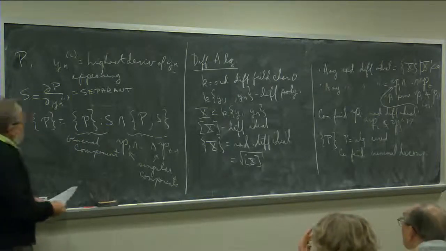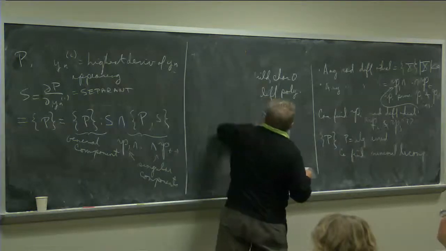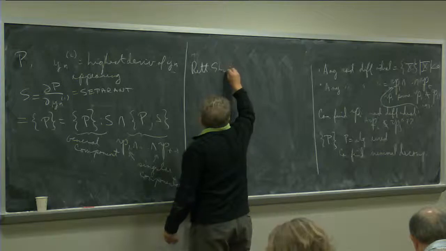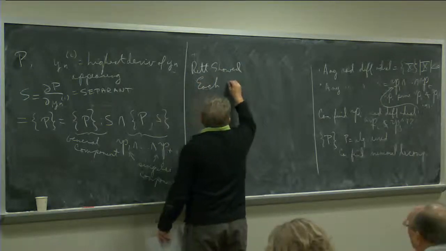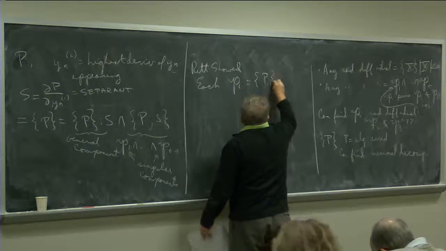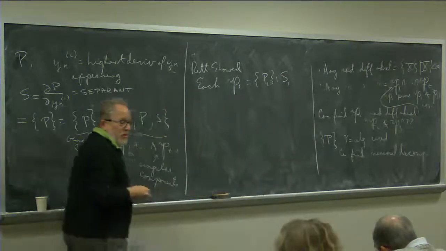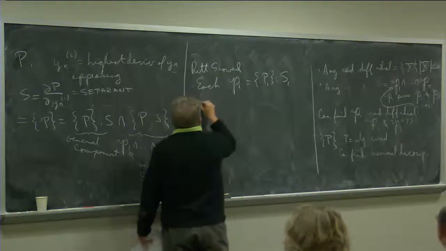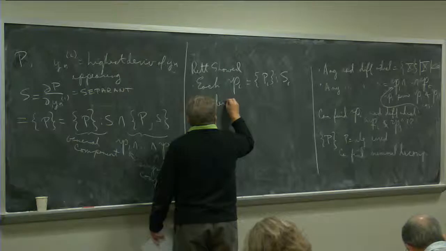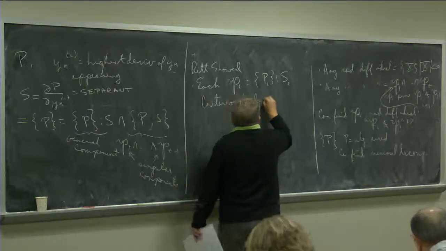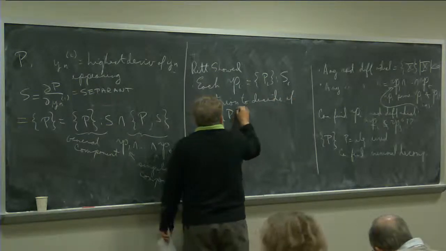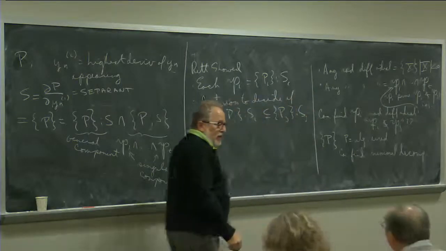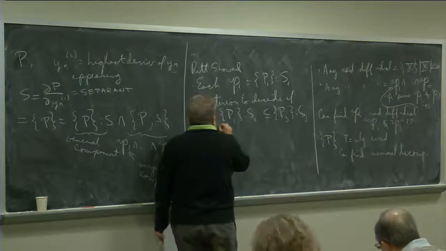Ritt in the 30s showed two facts: that each of these P_i is again just the general component of a differential polynomial, and he gave a criterion to decide if something of this form is contained in something of this form. The criterion is now called the Low Power theorem.